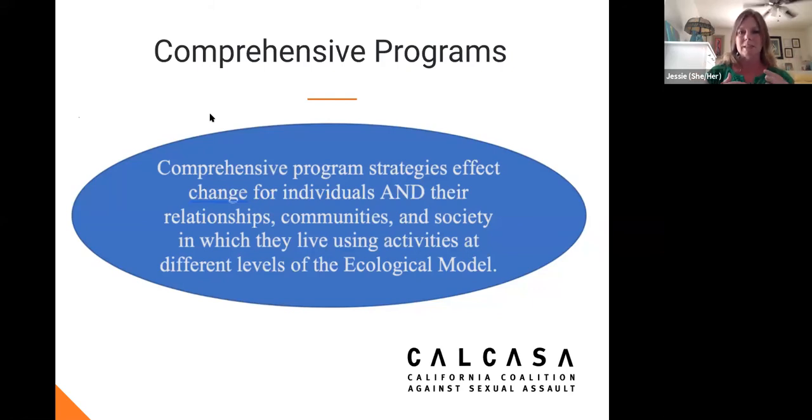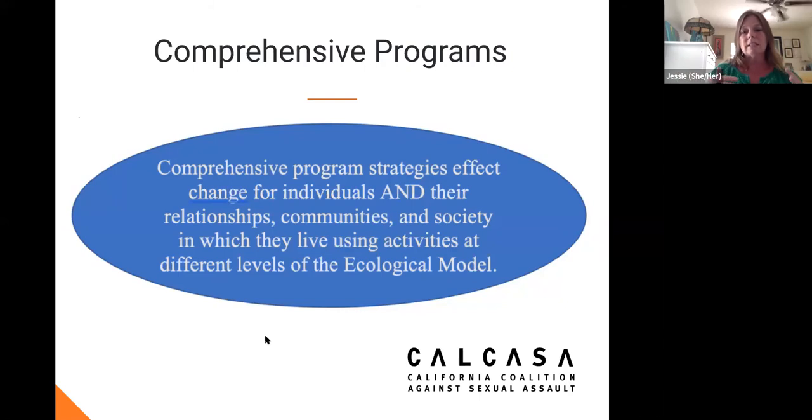But for the purposes of RPE at both the national level and the state and local level, we are really looking at that primary prevention, preventing first-time perpetration and victimization. And we talked a little before about how we are doing that with comprehensive programs. So comprehensive programs, you can see this definition here, I believe from the Prevention Institute. Comprehensive strategies are really looking at making change, not just within the individual, but also within all of the spheres of influence that they live in. So looking at making change for the individual within their relationships, within the communities that they live in, and the society at large that we all live in.